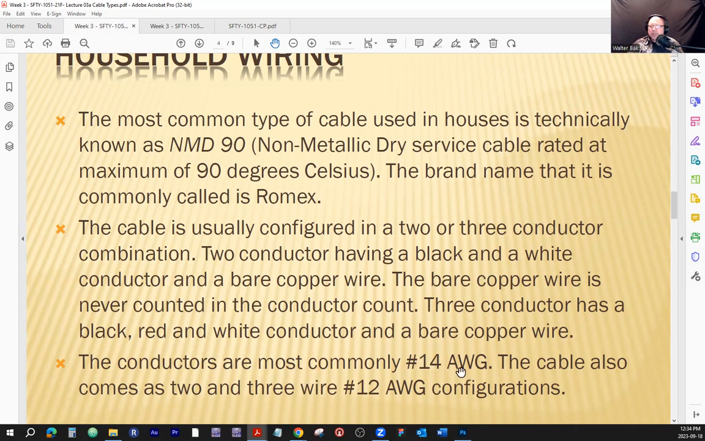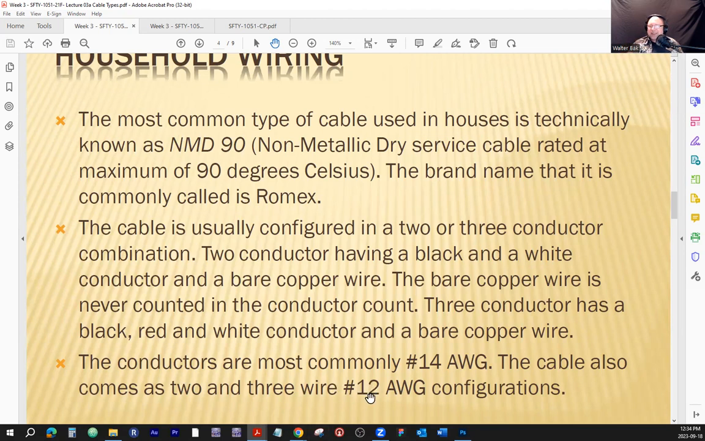The conductors most commonly used in household configuration, or mostly commercial, are going to be 14 gauge or 12 gauge. Notice that I'm not reading AWG. When I see that, I just substitute it with the word gauge. So the sentence would sound like this: the conductors are most commonly 14 gauge. The cable also comes in 2 or 3 wire 12 gauge configuration.